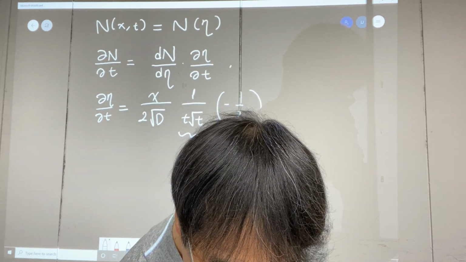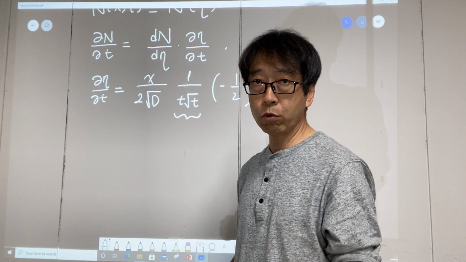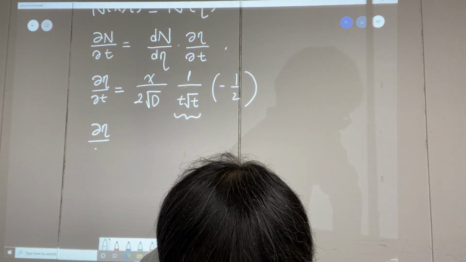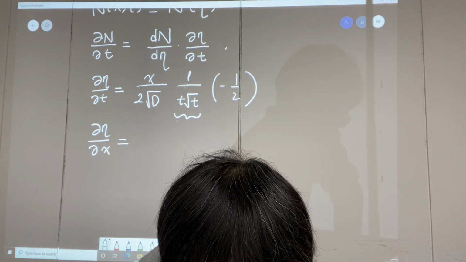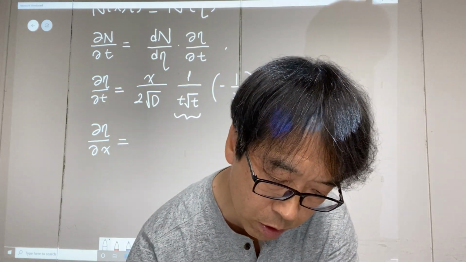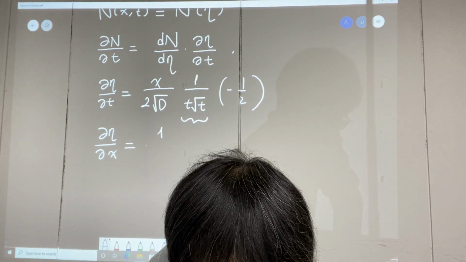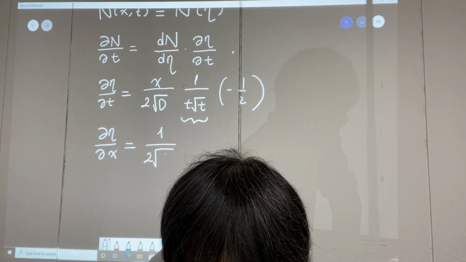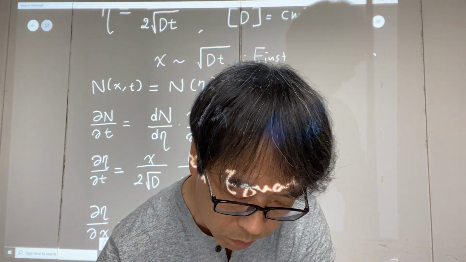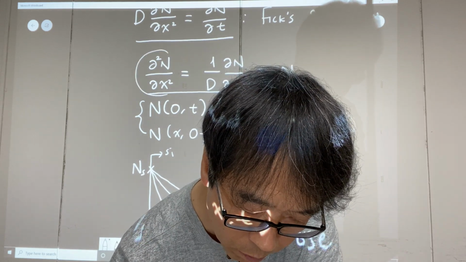And the next thing we want to try is the partial with respect to x. So let's take a look at this. Partial eta, partial x. What is it? x is a simple variable right here. So where is the eta? Eta was x over 2 square root dt. So this will be 1 over 2 square root dt, isn't it?